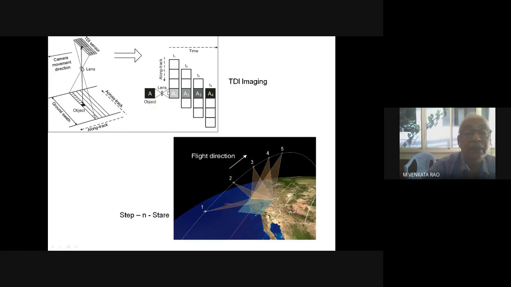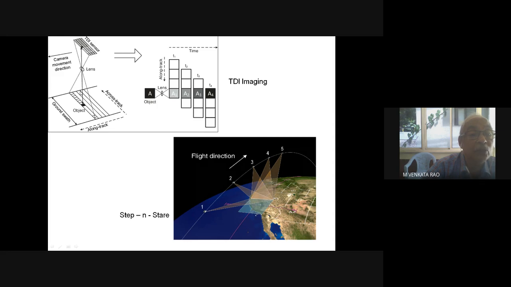See, time delay integration is where, instead of a single line, the detector itself will have a number of lines. This is called stages. It can be some 40, 50 stages. So what happens is that the same area line is imaged by the first line, second line, third line, like that.